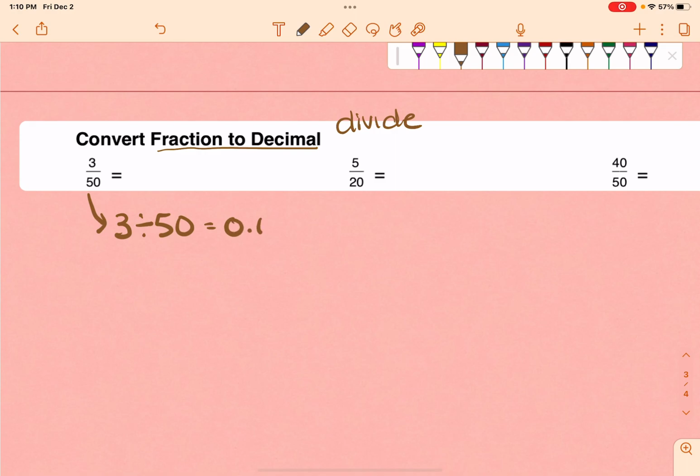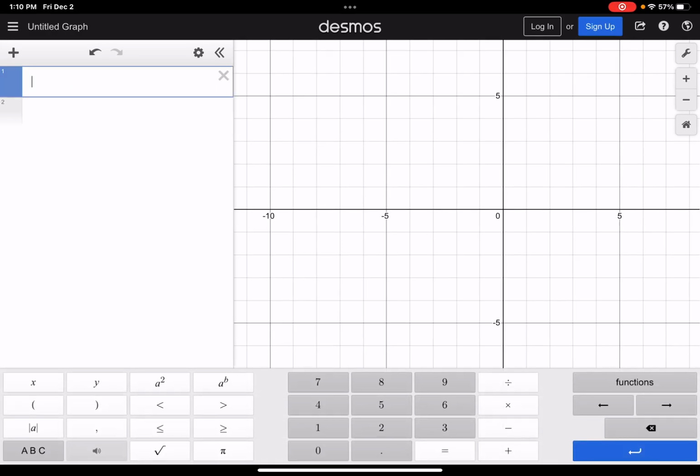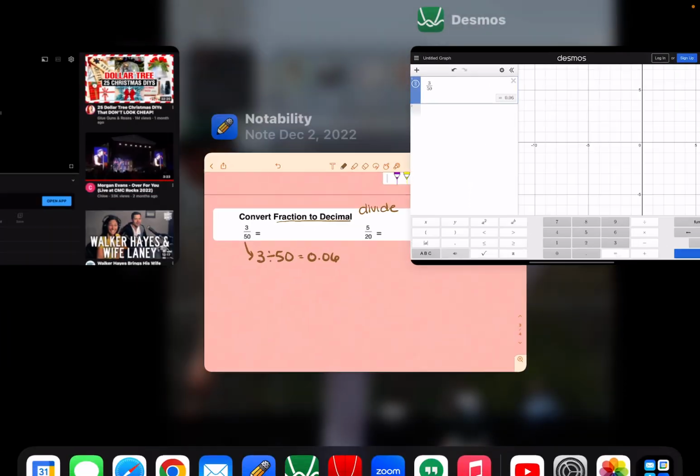So that's going to give me 0.06. So physically, you're putting in the calculator 3 divided by 50 to get the actual decimal. So just use your calculator to do that. You do not have to do that by hand.